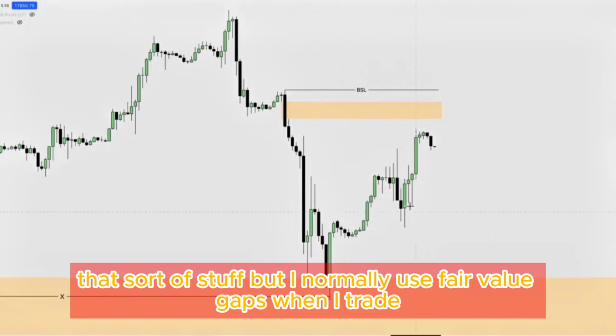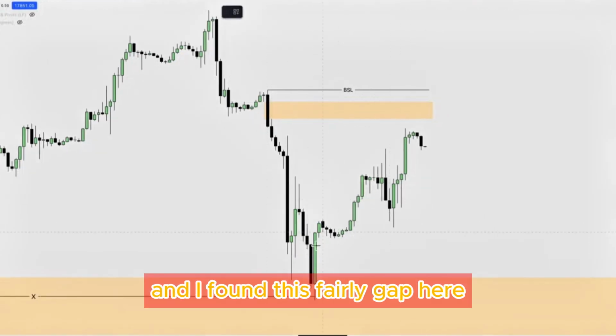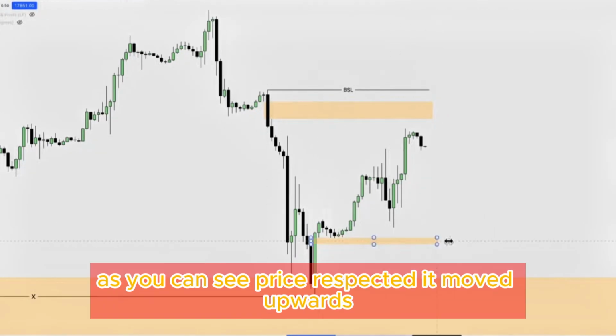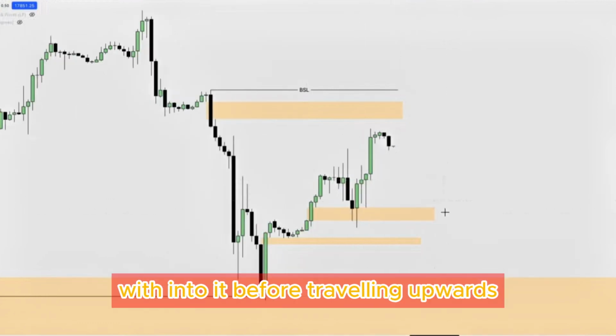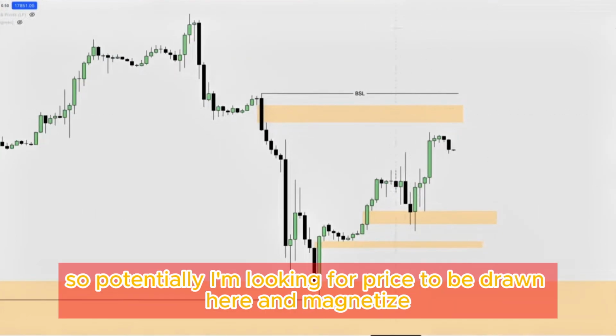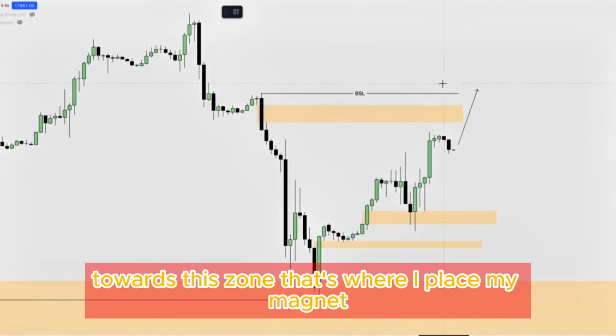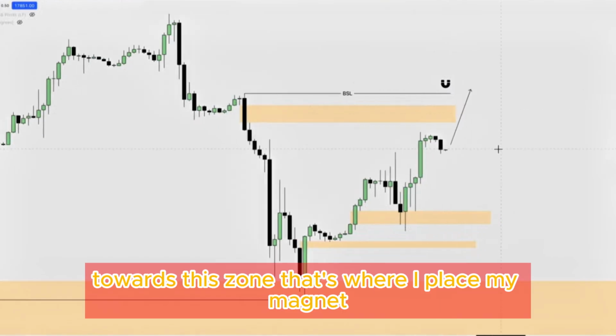But I normally use fair value gaps when I trade, and I found this fair value gap here. As you can see, price respected it, it moved upwards, and we can see also that price rejected these fair value gaps here, whipped into it before traveling upwards. So potentially I'm looking for price to be drawn here and magnetize towards this zone. That's where I place my magnet.